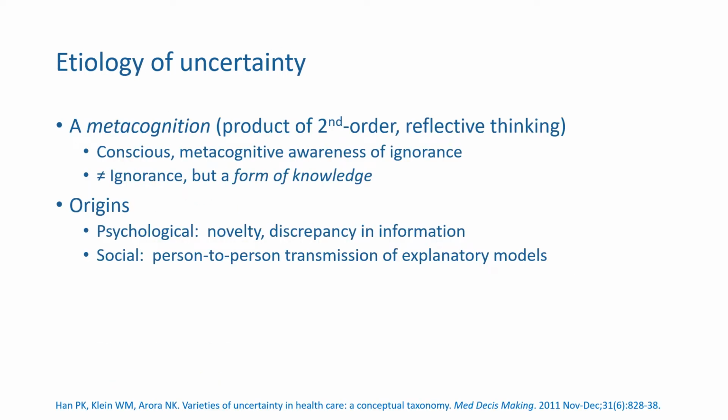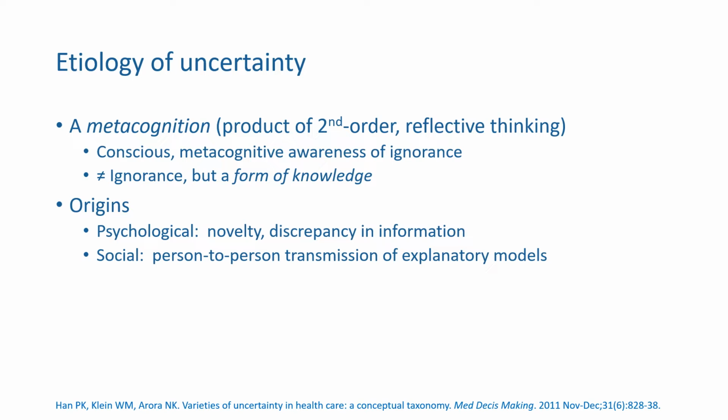Specifically, uncertainty is what psychologists call a metacognition, a product of second order or reflective thinking, or a thinking about our own thinking. Specifically, uncertainty is a metacognition consisting of the conscious awareness of our own ignorance. As such, uncertainty is not equivalent to ignorance itself, but instead it's a form of knowledge.